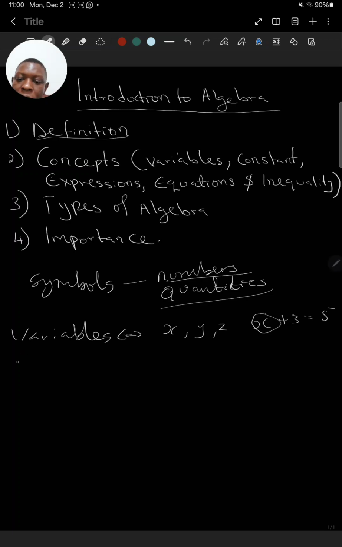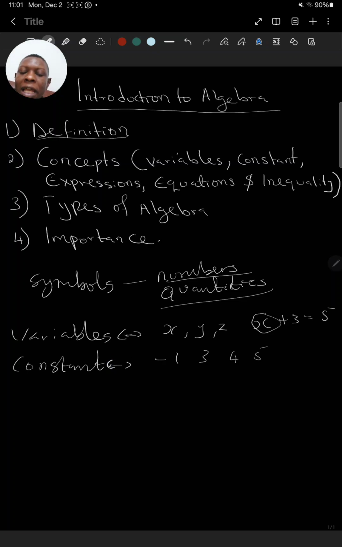Now, the next important term is constants. When you hear the word constants, they are quantities that are fixed, that do not change. That is what a constant is all about. So constants are things like -1, 3, 4, 5, 0.00, etc. Anything that does not change is called a constant.